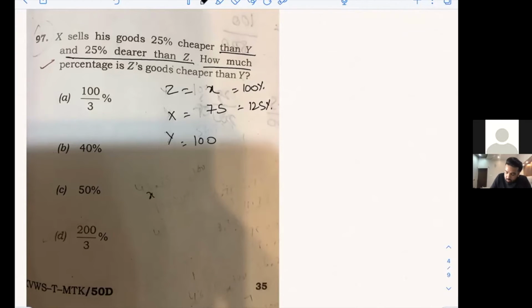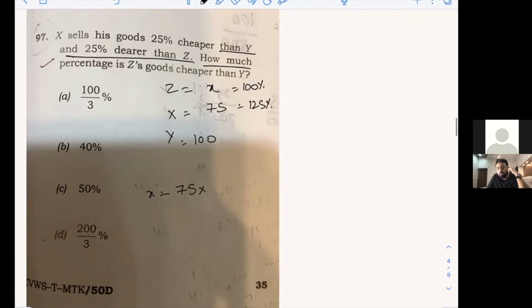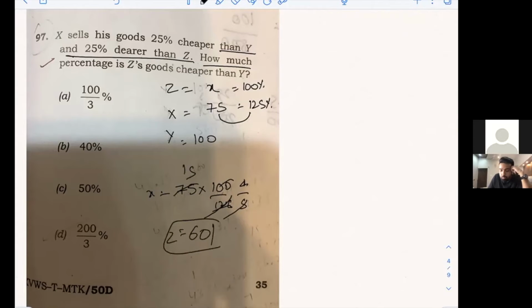By solving this we get the unitary method. Okay, X is 75, 100% जो है 125%, अगर 75 100% would be lesser. 100 by 125, इसको सॉल्व किया, 4 by 5, 15 into 4, 60. तो जो Z का अमाउंट पड़ा वो 60 था. X sells his goods 25% cheaper than Y and 25% dearer. 60 का 25% is 75. तो X ने 75 का बेचा और Y ने 100 का बेचा.